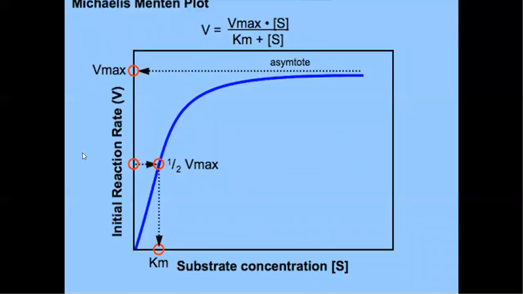So this is a Michaelis-Menten plot. On the x-axis we are taking the substrate concentration S. On the y-axis we are taking the initial reaction rate, that is V. Here we have to learn two important terms. The first is the Vmax value, which is defined as the maximum rate of reaction when the enzyme is saturated with substrate.